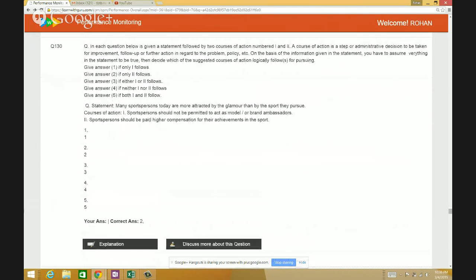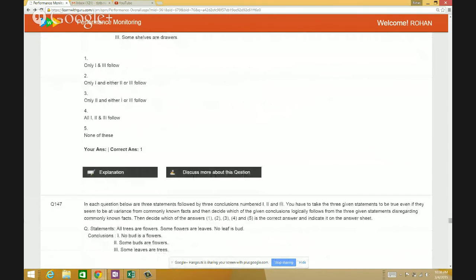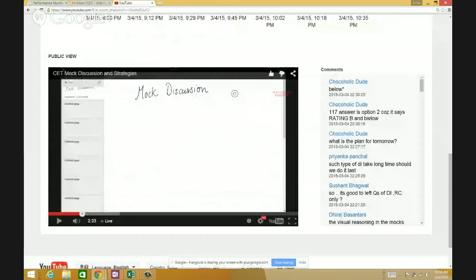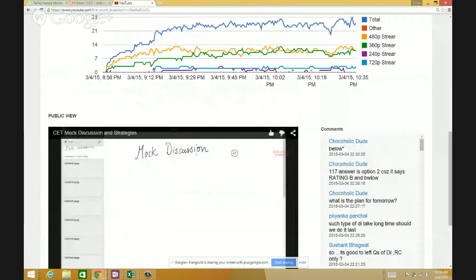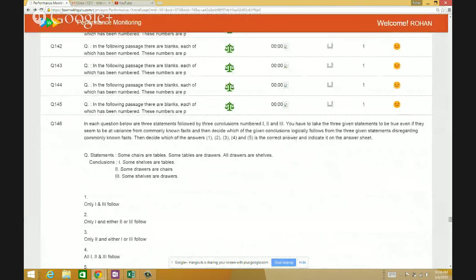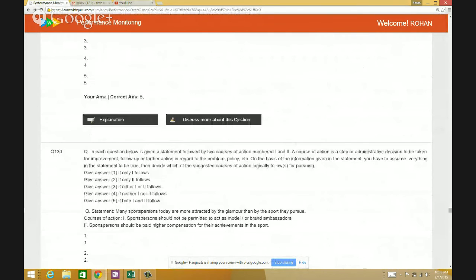Okay, so let's move forward. So this is how I think you should take your mocks, all the time. Your DI sets. I'm sure I've cleared your 117 doubt. So 117, 118, whatever. That's it precisely. 117 is solved, right? So let's go ahead. Let's solve another DI set.